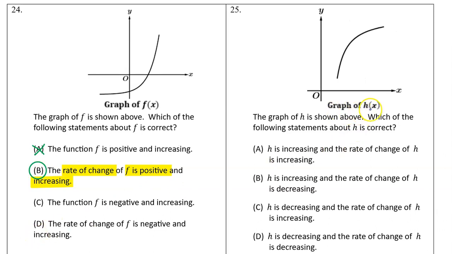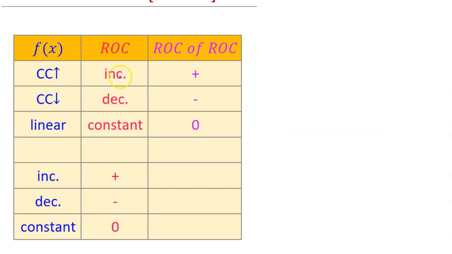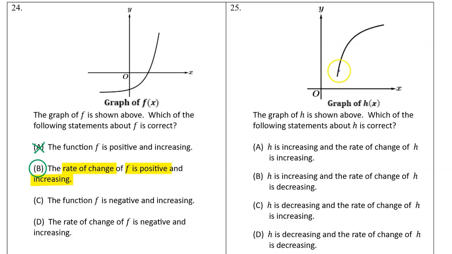Let's do the same thing with h of x. So h is increasing, it is. And the rate of change of h is increasing? Well, the rate of change is increasing only if h of x is concave up. H of x is concave down, so the rate of change of h will be decreasing, not increasing. So A is not the answer, and for the same reason, C is not the answer. So it's either going to be B or D.